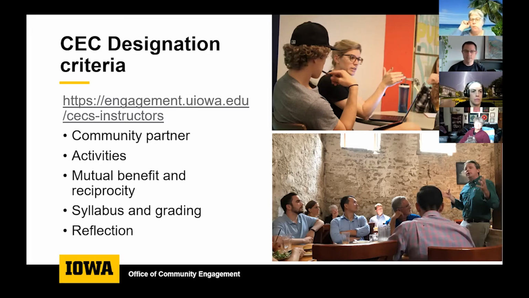The fourth criteria is related to the syllabus and grading. And here, basically what we're looking for is to see that community engagement is a substantial enough component of the course that it's making an impact. And there's no bright line here. Generally speaking, instructors submitting courses for this application fairly easily meet this criteria because in order to meet the rest of the criteria in terms of activities and mutual benefit and reciprocity, the community engagement has to be a substantial enough part of the course.